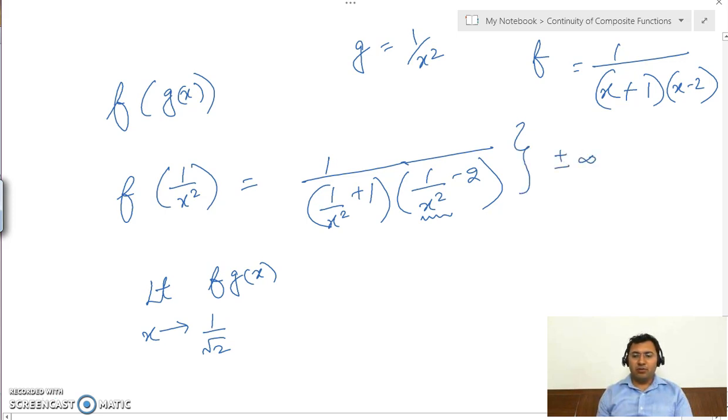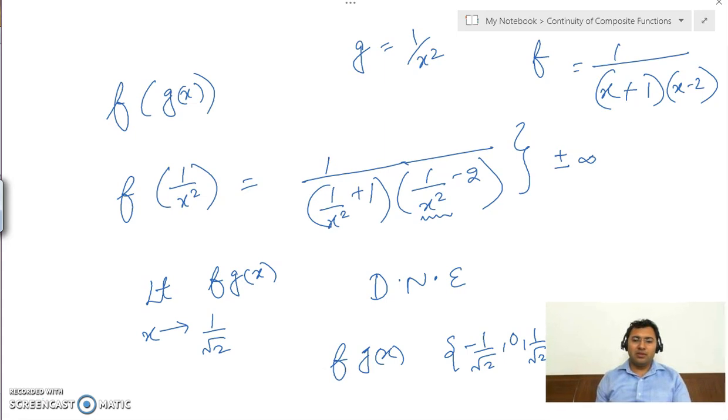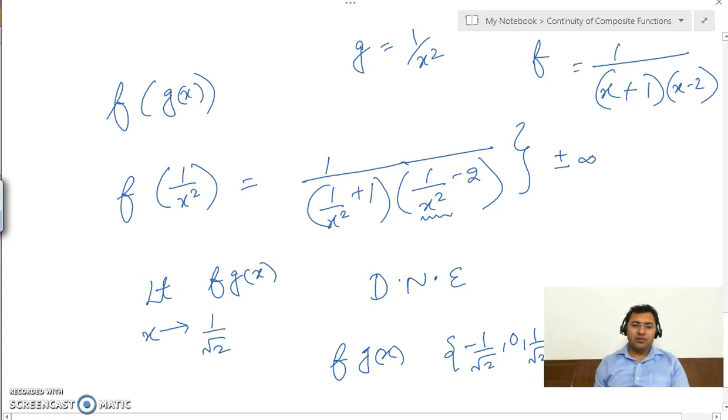Hence the limit will not be defined whether we go to 1 by root 2 or we approach minus 1 by root 2. This limit will not exist. Hence if the limit does not exist, the function will be discontinuous. Hence f of g(x) will be discontinuous at three values, that is minus 1 by root 2, 0 and plus 1 by root 2. This will be the answer. Okay, thank you.